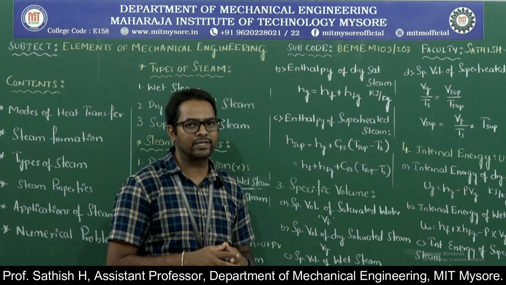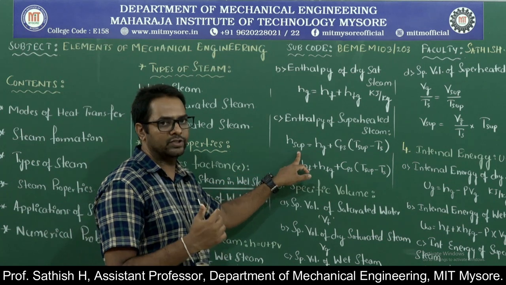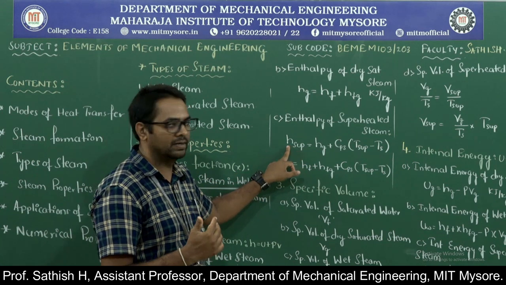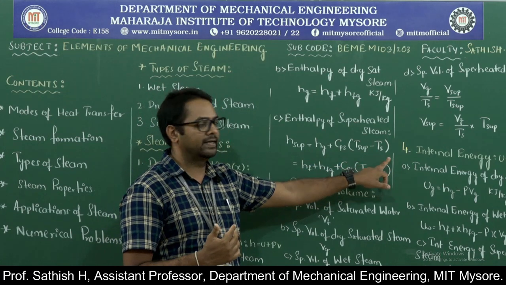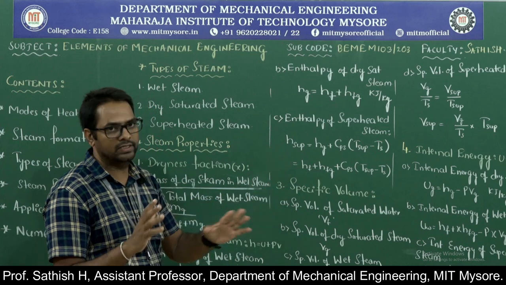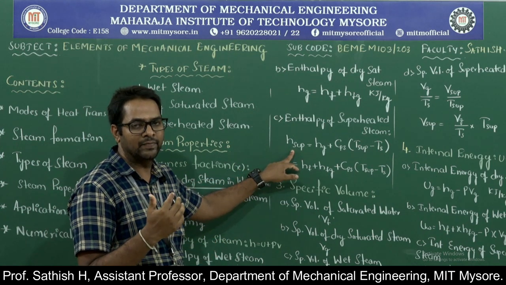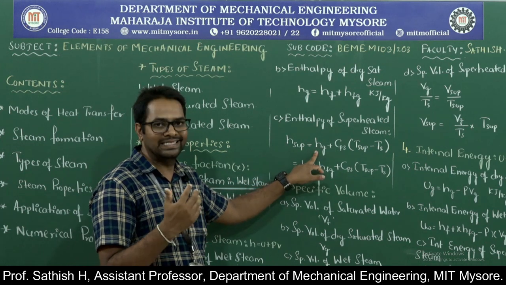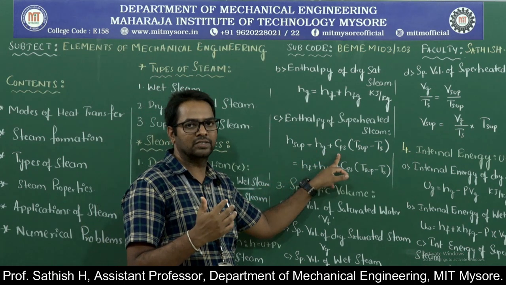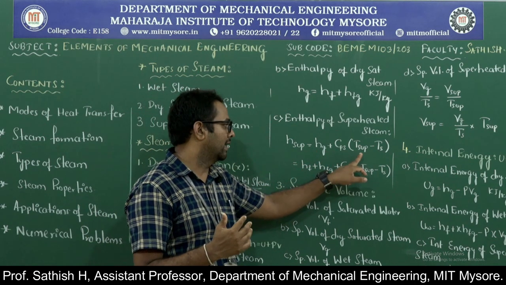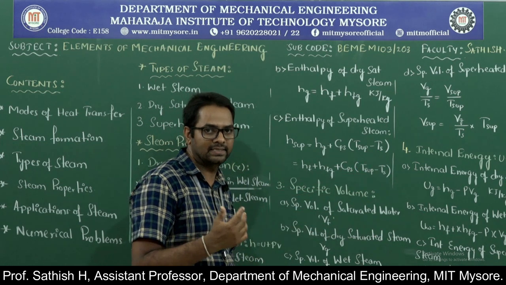We also have an equation to calculate the enthalpy of the superheated steam: H sup equals Hg plus Cps into (T sup minus Ts). Let us understand the notations. H sup is the enthalpy of the superheated steam. Hg is the enthalpy of the dry saturated steam. Cps is the specific heat of the steam, T sup is the superheated temperature, and Ts is the saturation temperature.